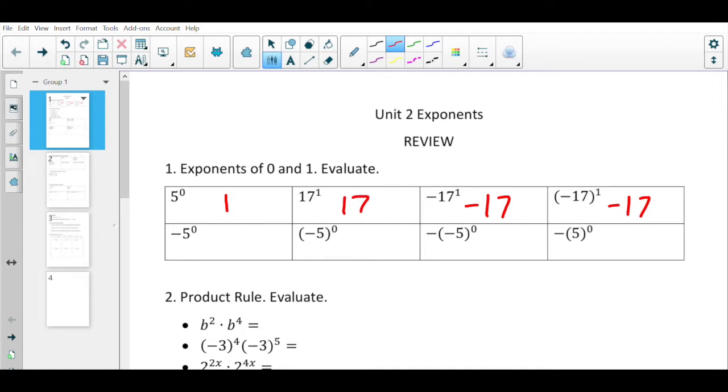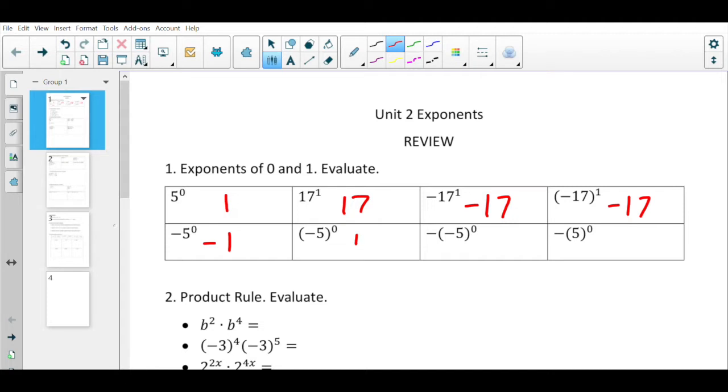Alright, negative 5 to the 0. We said anything raised to the 0 exponent is 1. But remember that 0 is only attached to the 5. It's not attached to the negative sign. So that's just negative 1. Negative 5 in brackets to the 0. This time the 0 is attached to the entire negative 5. So that is just 1.